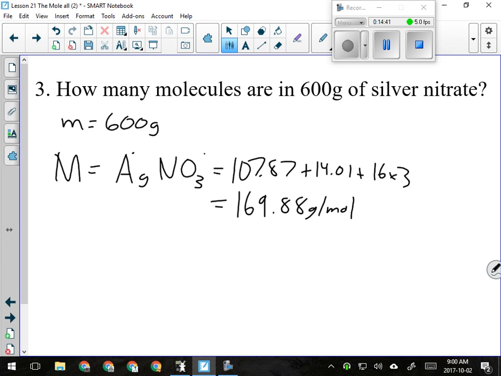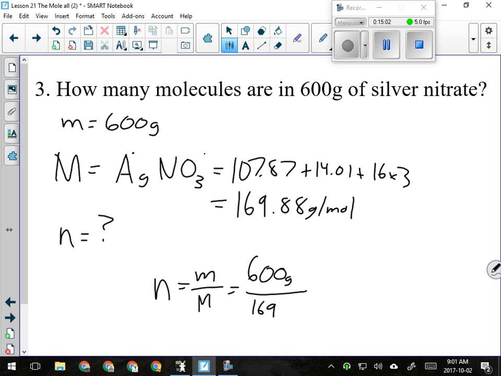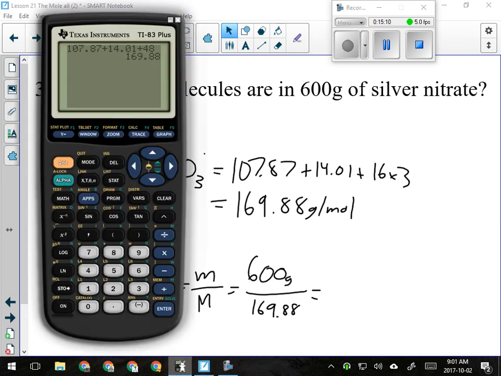Okay, so I have mass and I have molar mass. What can I calculate right now? I can calculate the number of moles. I can calculate n, because I have 2 out of the 3 parts of that formula. All right, so n equals little m over big M. So that'll be our 600 grams divided by 169.88 grams per mole. So we're taking the mass, dividing it by the mass of 1 mole to get the number of moles. Okay, so we got 3.53 moles.